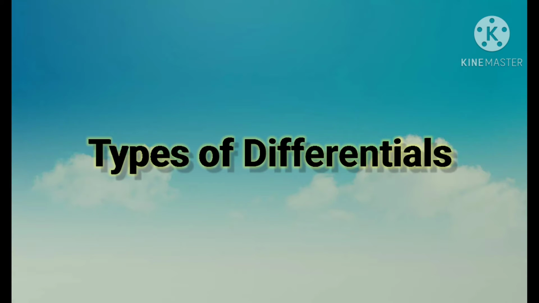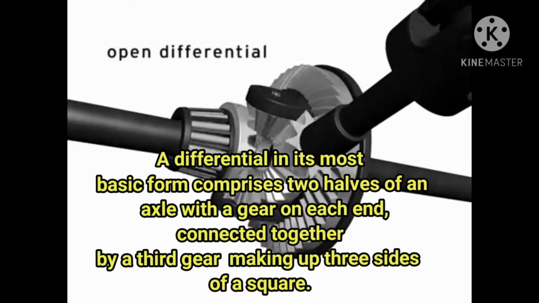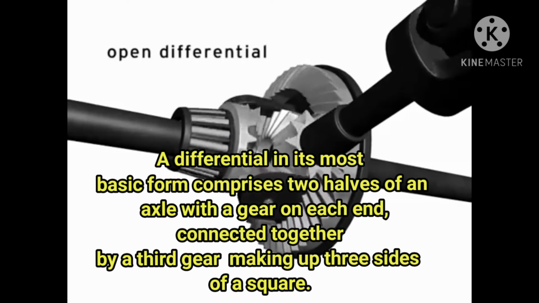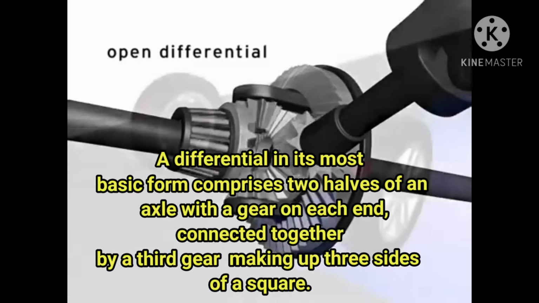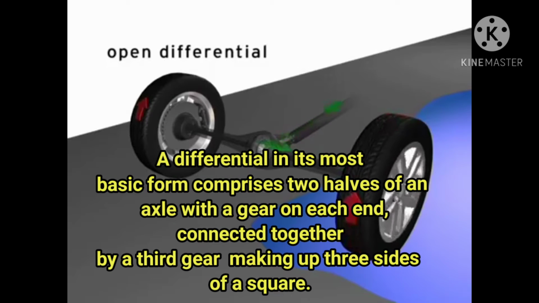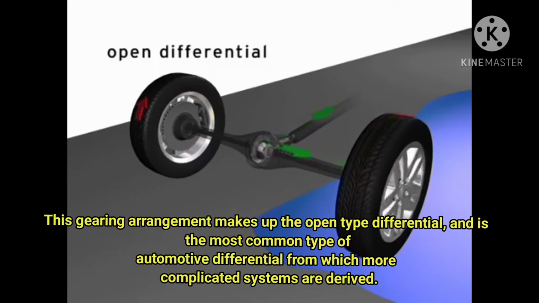Types of differentials. Open differential. A differential in its most basic form comprises two halves of an axle with a gear on each end, connected together by a third gear, making up three sides of a square. This gearing arrangement makes up the open type differential and is the most common type of automotive differential from which more complicated systems are derived.